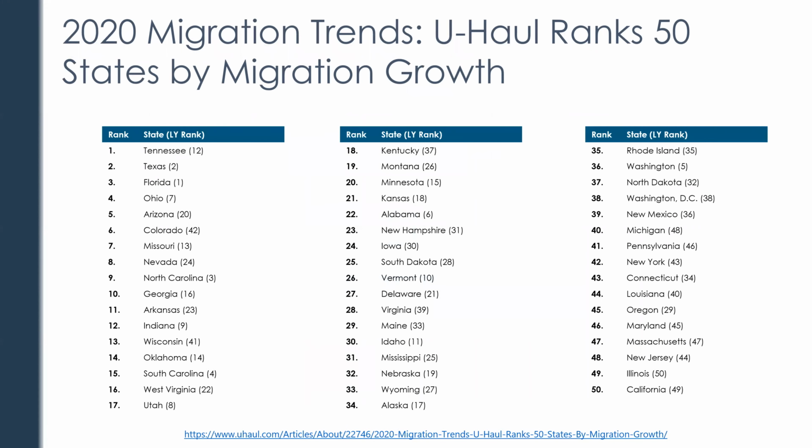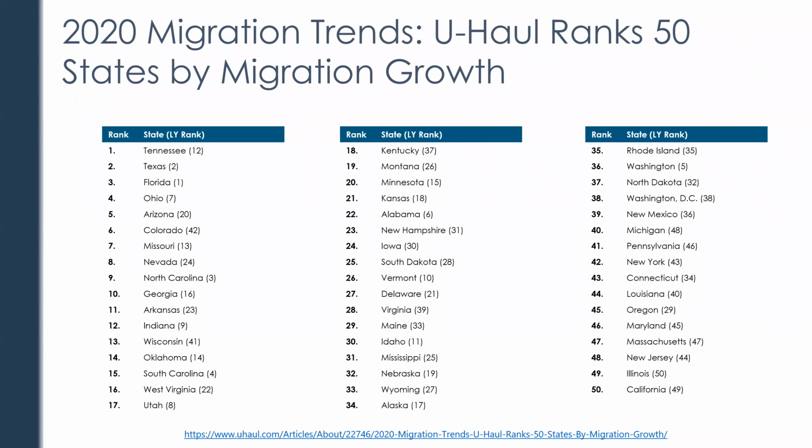This is a U-Haul study, or a U-Haul listing that they put out like last week or the week before, showing the top locations. If you look at the top three, Tennessee, Texas, and Florida, no state income tax. So that's kind of what you would expect. You hear a lot of people talking about moving to Texas and moving to Florida in the news for sure. Tennessee, of course, in there as well.